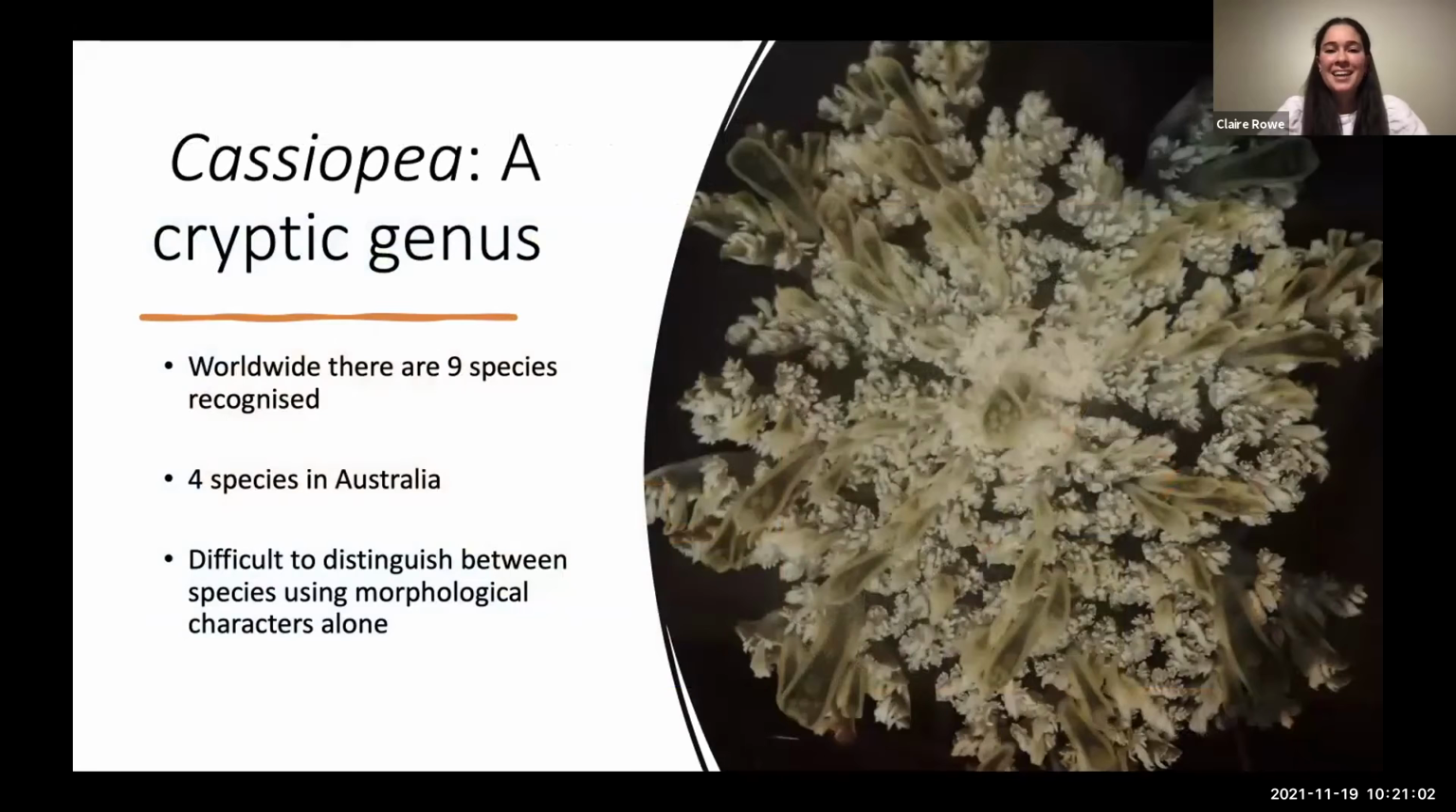So this hasn't been an easy task. It turns out that Cassiopea are considered to be a cryptic genus, which means they're really hard to distinguish based on morphological characters alone. There are worldwide 9 species that are currently recognized. 4 of those are in Australia. And in order to identify the species, I needed to combine genetics with morphology.